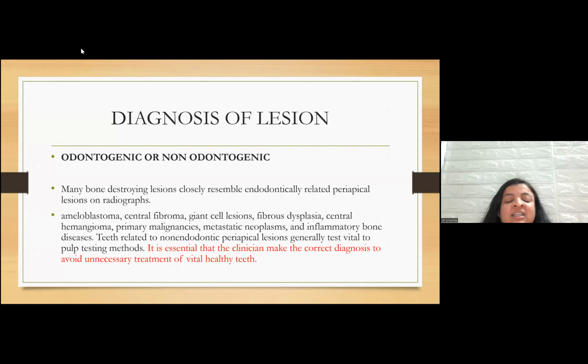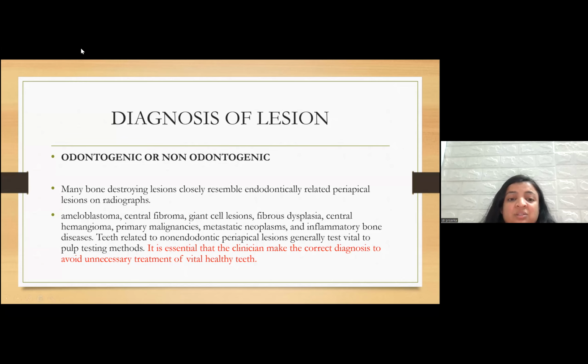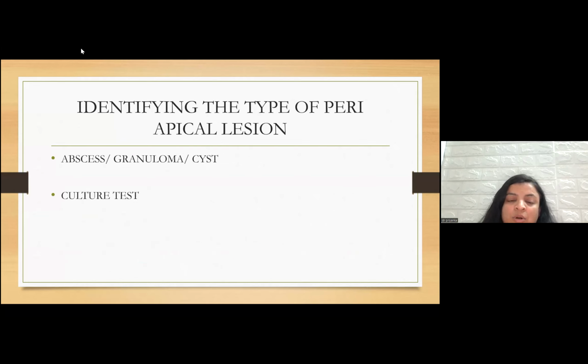Okay, cold test, heat test, and EPT, which is electric pulp testing. What I usually prefer to do is cold test and EPT. I won't prefer to do the heat test. The reason is that when the pulp gets necrosed, there will still be remnants of gases or fluid in the canal, which can give a false positive result. So I won't prefer the heat test over cold test and EPT. I would go with either cold test or electric pulp testing, or a combination of both tests.